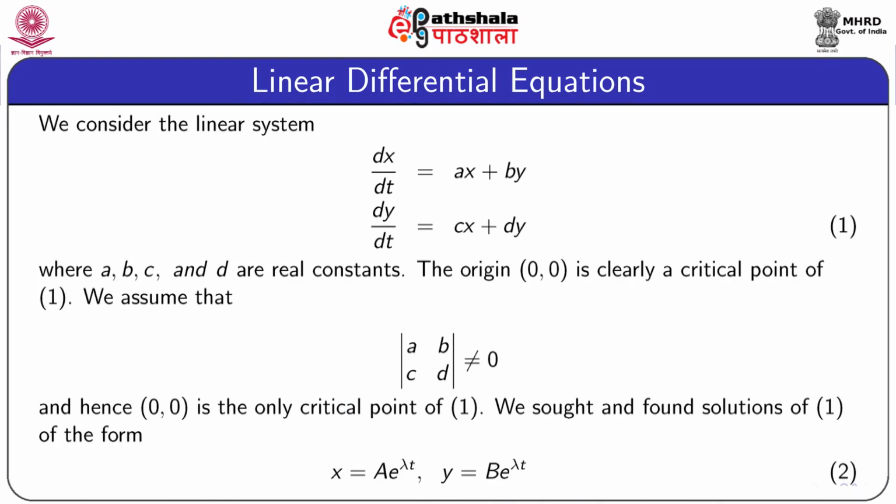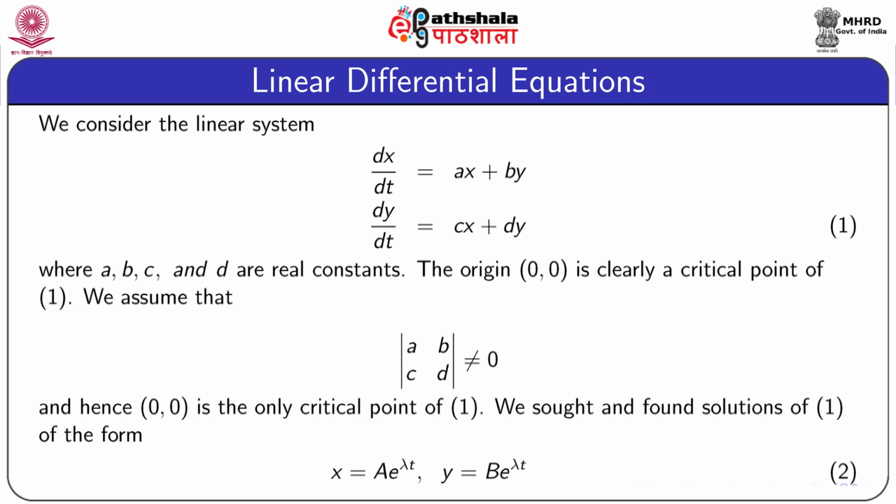We consider the linear system dx/dt = ax + by and dy/dt = cx + dy, which we name as equation number 1. Here a, b, c, d are real constants. Clearly, the origin (0, 0) is the critical point of 1, and we have to assume that the determinant |a b; c d|, which is equal to ad - bc, is not equal to 0. Hence we conclude that (0, 0) is the only critical point of 1.